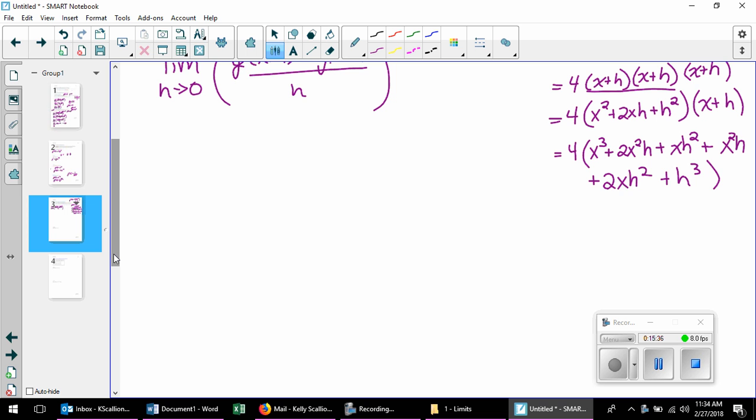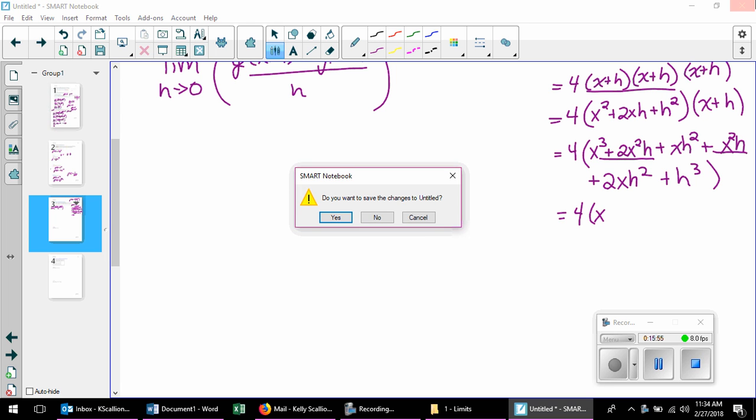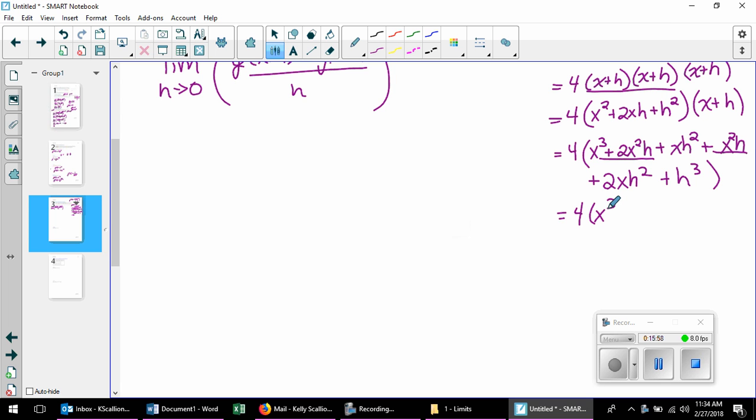Did I screw something up there? Yeah, you're totally good. I'm doing it old school, so let me have my moment, okay? So I can add these, I can add with that, so I'm going to have 4 times x cubed plus 3x squared h. I can combine these two, which gives me plus 3xh squared plus h cubed. Oh yeah, and I have to multiply that forward.